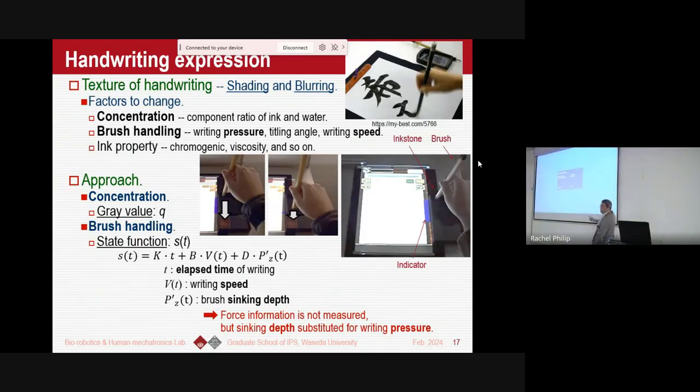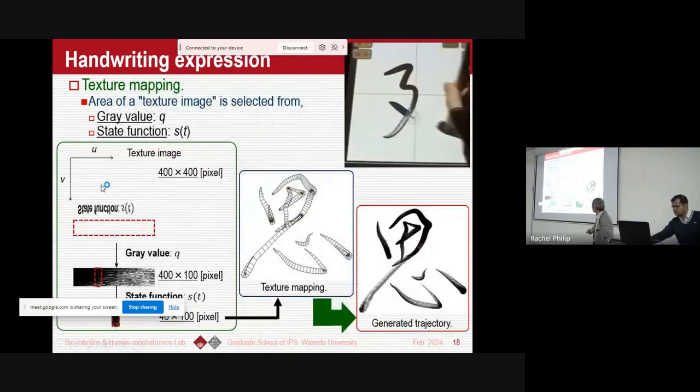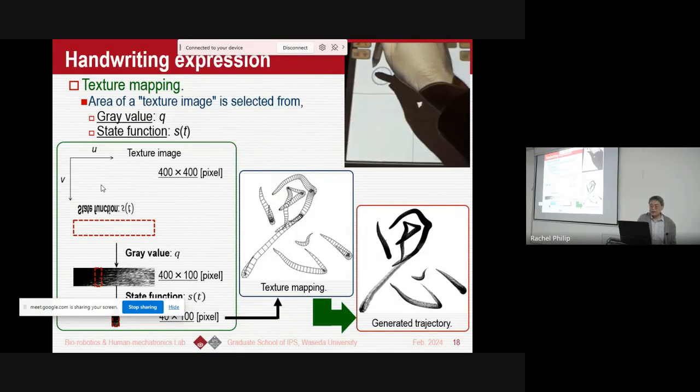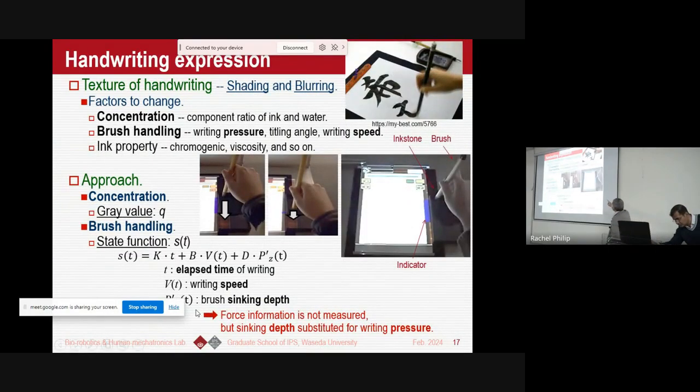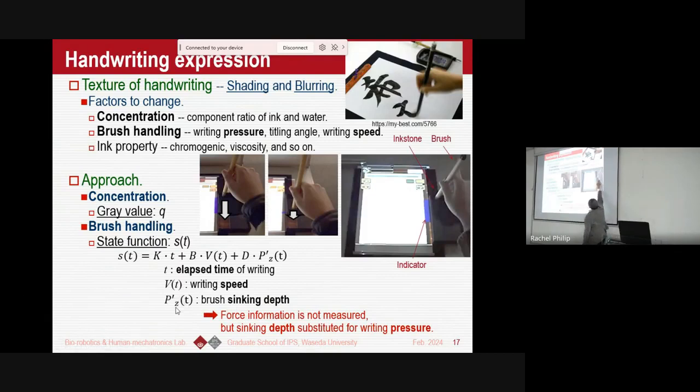Okay, but in this system we are using only water. A brush stroke like this is okay. And this inkstone is used for adjusting or tuning the brush hair's shape. But in this system, this motion is used as the indicator of the density of ink. This concentration gray value is decided by this indicator.